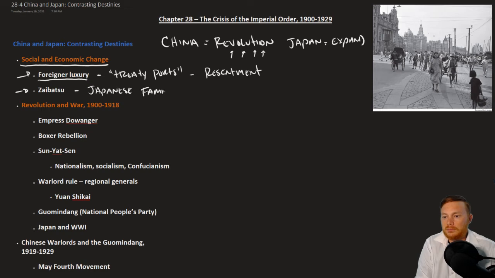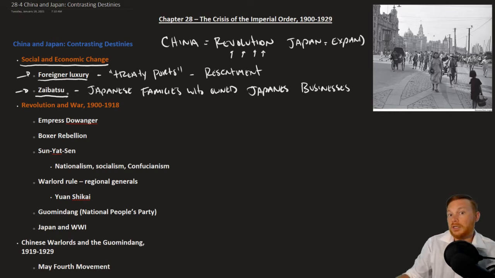families who owned Japanese, we'll just say businesses. So yes, it is true that in Japan, there may have been some conflict between old money and new money, right? Sometimes Zaibatsu were well-established families even beforehand, but not to the degree that there was the same type of resentment in China.